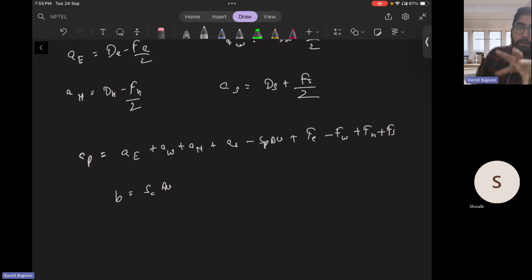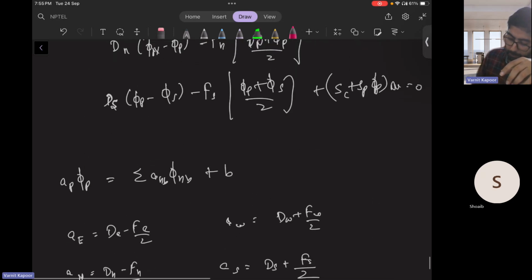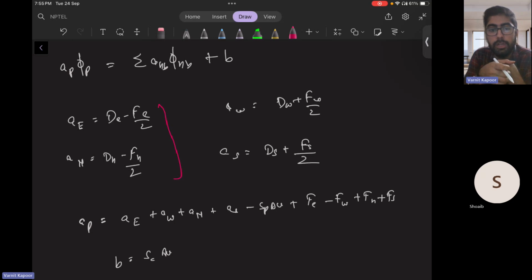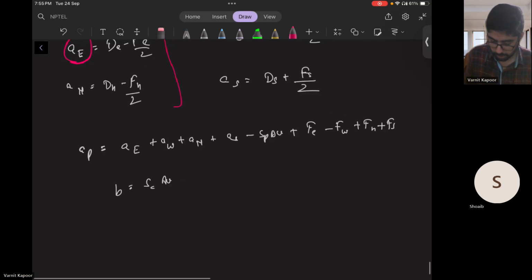Now, looking at this, you see that A_E and A_north, as I said, can provide you with negative values, which will eventually create a boundedness issue. It will not guarantee the boundedness. When your velocity vector is always positive, that means F_E, rho u east, rho u west, all will be positive. So F_E, F_W, F_north, F_south will always be positive. If you want A_E to be always positive, that means D_E minus F_E by 2 should be greater than 0. Correct? So D_E should be greater than F_E by 2. All right. So 2 D_E greater than F_E.